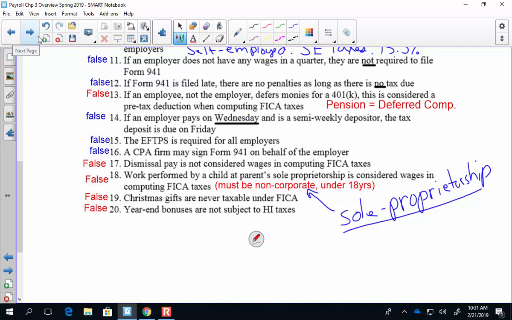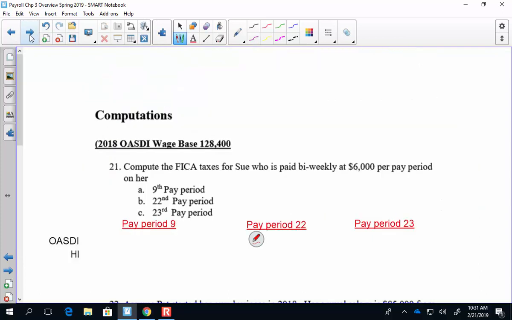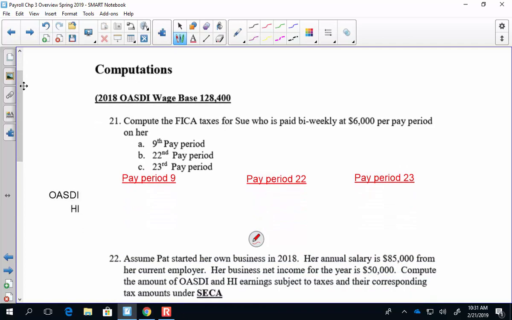Let's see. I have some computations, and I don't have many here, just a couple. The reason that I have these computations is to, again, prepare us for the exam. What's on the exam? That's a very common question. Well, this is one of them. We have a person here that is paid biweekly. She gets $6,000 per pay period. And they ask us, what is the FICA tax, Social Security and Medicare, on the 9th payroll, on the 22nd payroll, and on the 23rd?